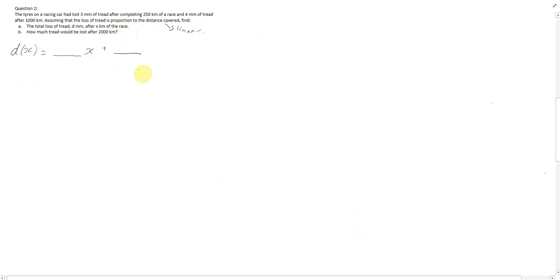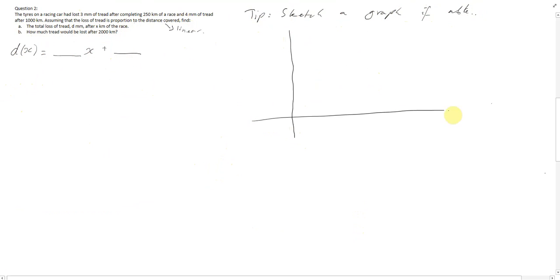Oh, actually, no, we won't. Okay, so it's a bit hard to just find our equation without a bit of a sketch of our situation. So another tip, sketch a graph if you're able. Okay, a graph will help you make sense of the situation. So let's quickly sketch one.